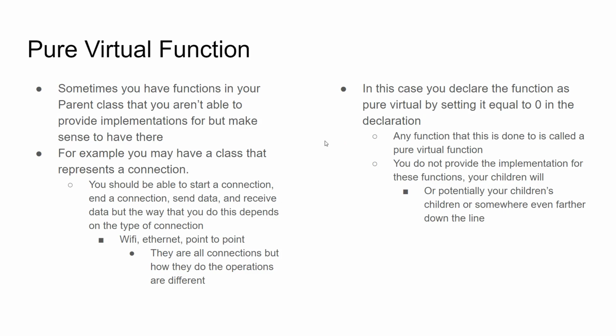So this is the other thing, the pure virtual methods. Sometimes you have functions in your parent class that you aren't able to provide implementations for, but it makes sense to have there. You saw that with the shape, right? The get area, the get perimeter. Does it make sense to have the generic parent do something? I have no idea what to do for a generic shape. But it does make sense to ask for the area of a shape.